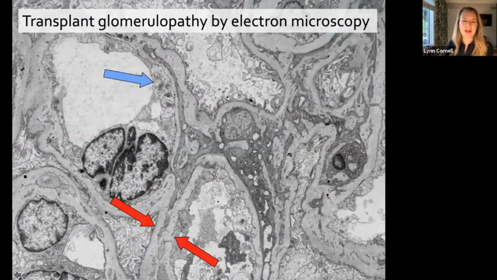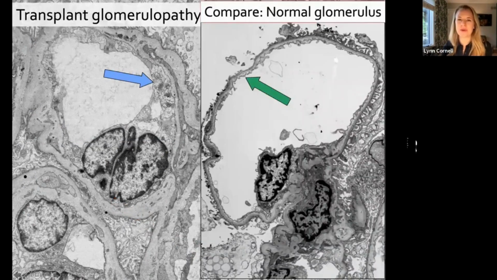Now, by electron microscopy, we can see glomerular basement membrane duplication, which the red arrows are pointing to here. And also, I had talked about endothelial cells being activated. You can see this large endothelial cell with loss of fenestrations that the blue arrow is pointing to. And just for comparison, here's a normal glomerulus, with the green arrow pointing to normal endothelial cells with preserved fenestrations. You can see how enlarged endothelial cells are in that case of transplant glomerulopathy.